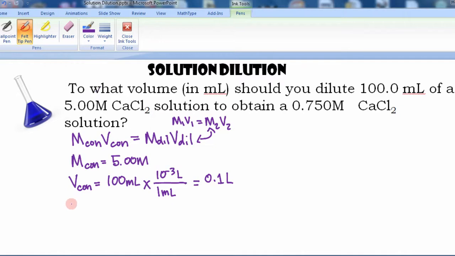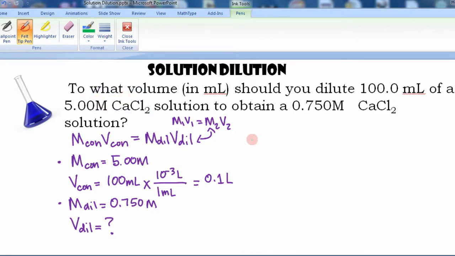So now the molarity of the dilute is equal to 0.750 molar. You see, this is a lower concentration than this. That's why it's considered to be the dilute. And the volume of the dilute is equal to what? We don't know.